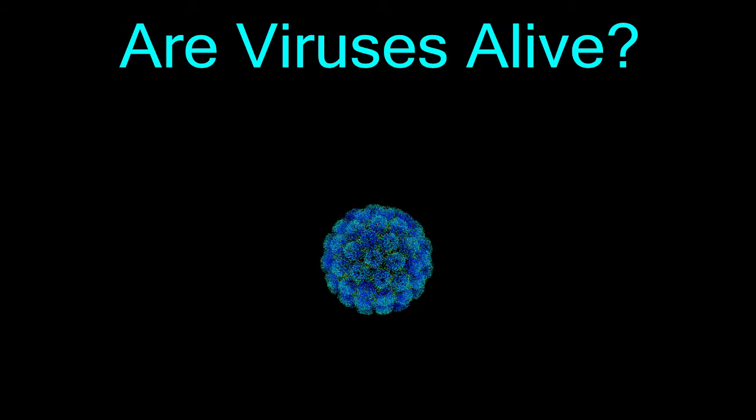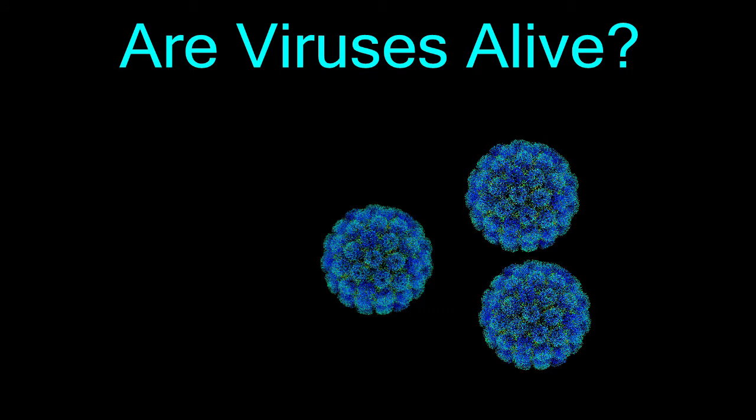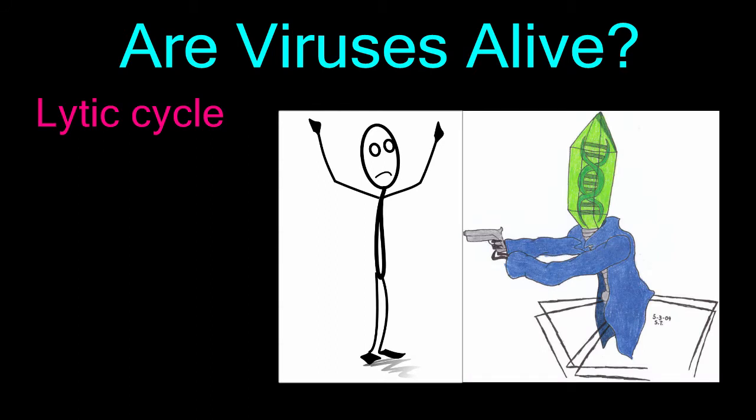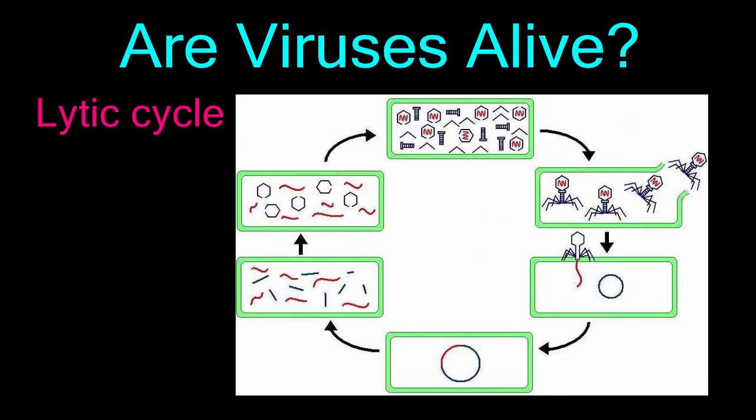Viruses can reproduce, though they are unable to complete this task alone. They simply do not possess the cellular machinery required for reproduction. Using a process called the lytic cycle, viruses hijack the machinery of host cells and force them to make new virus particles. Let's take a closer look at how this happens. The lytic cycle begins when a virus particle lands on a host cell. The virus then injects its genetic material inside the host cell, leaving the protein coat on the outside.